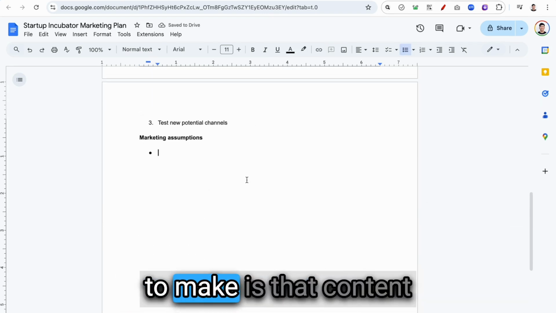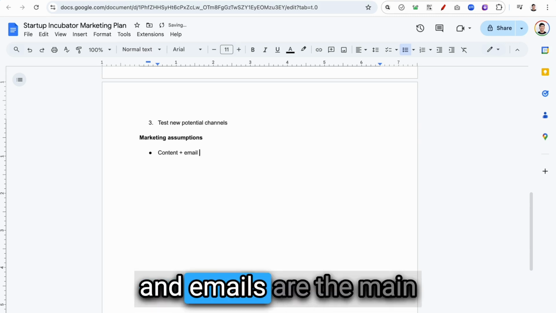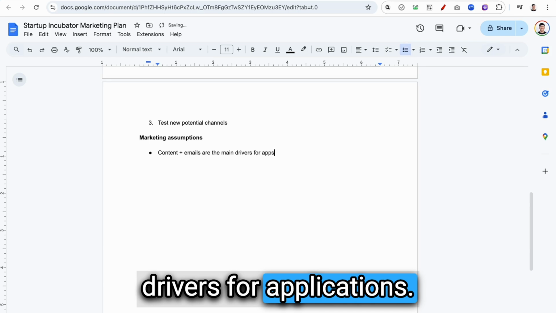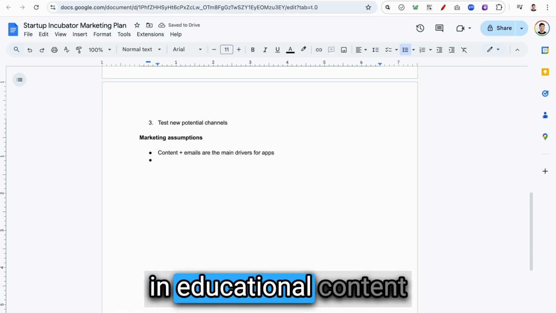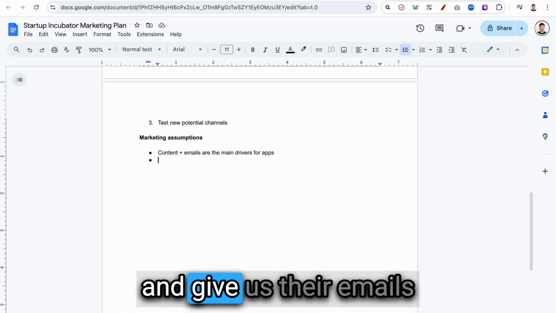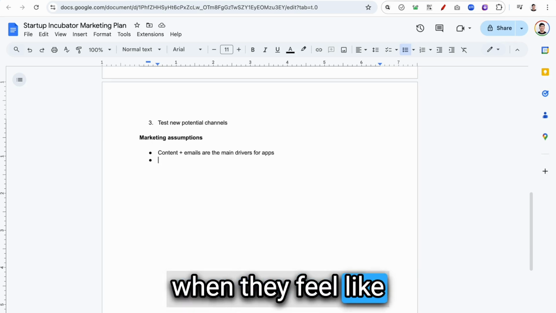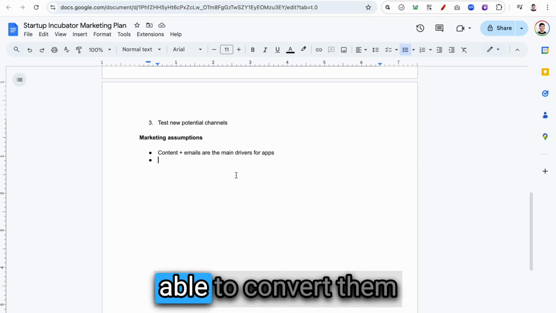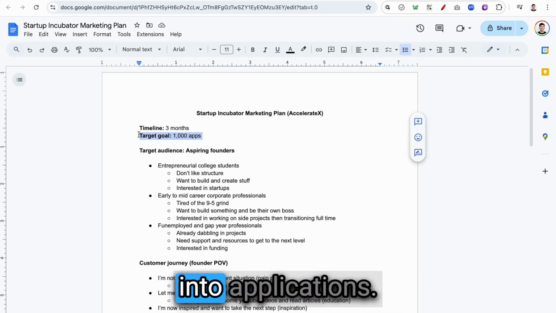One assumption I'm going to make is that content and emails are the main drivers for applications. I think people are interested in educational content and give us their emails when they feel like they get value from us. And then it is through the emails that we're able to convert them into applications.